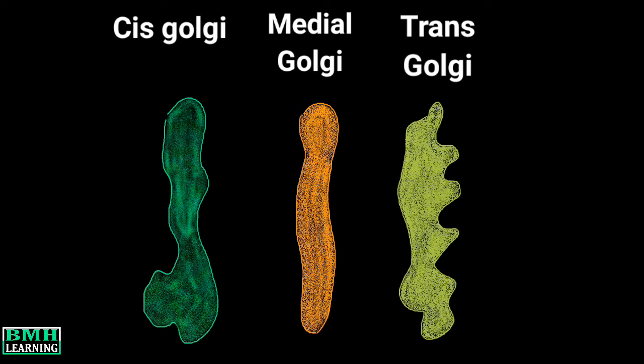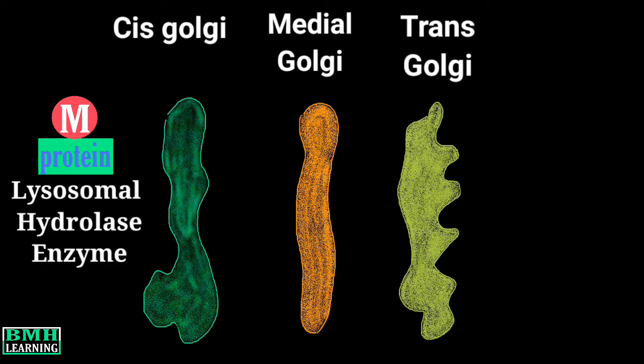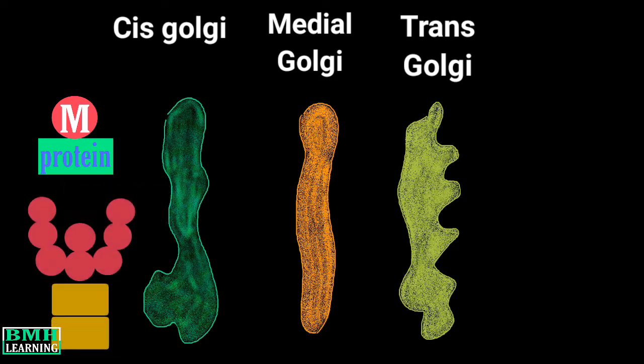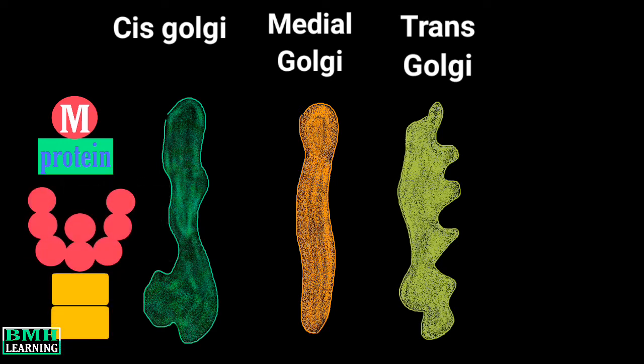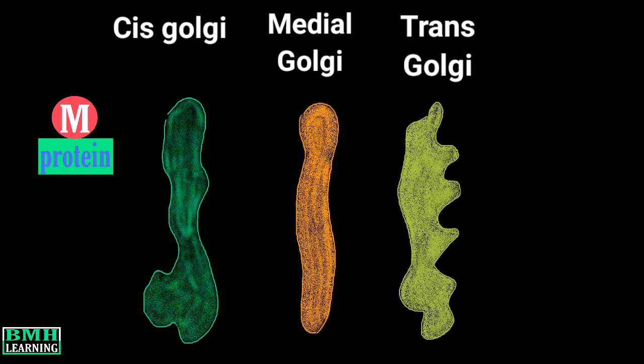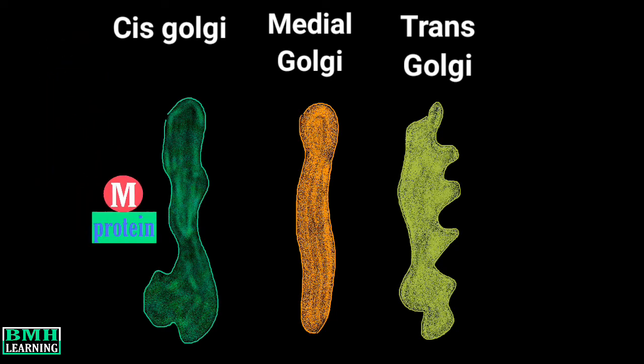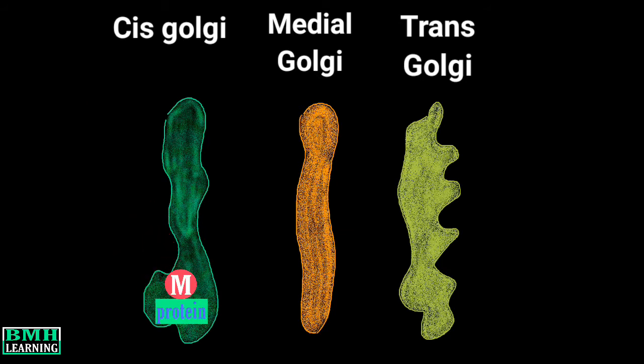So, we have one such protein which is delivered from the ER and we call it a lysosomal hydrolase enzyme. Now, to make it more simple, we will not include the whole N-linked oligosaccharide precursor in this protein. We will only focus on this mannose residue. So, initially the protein moves to the cis Golgi.